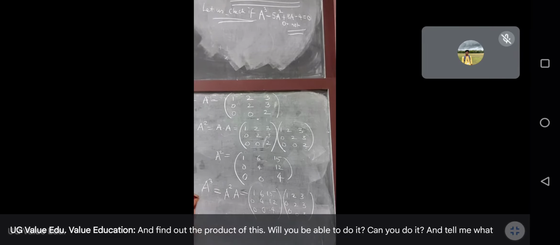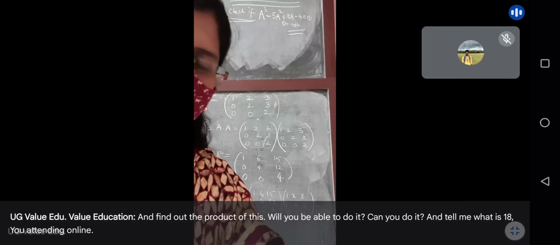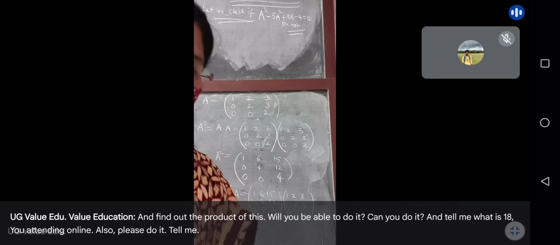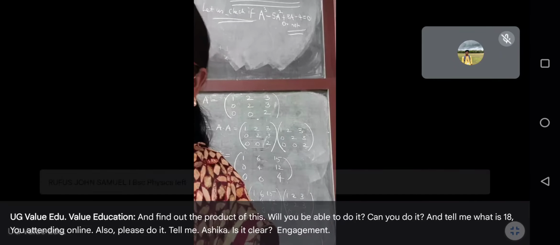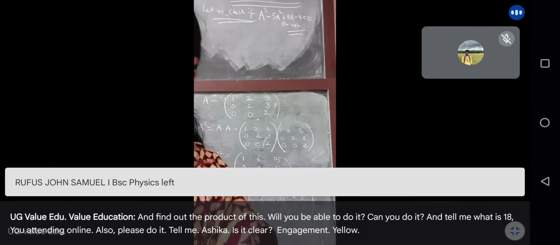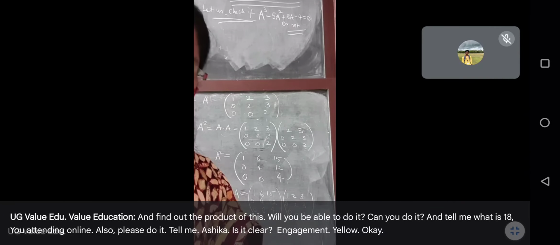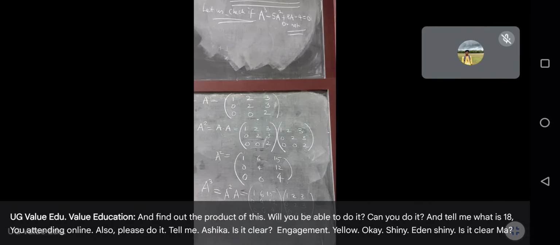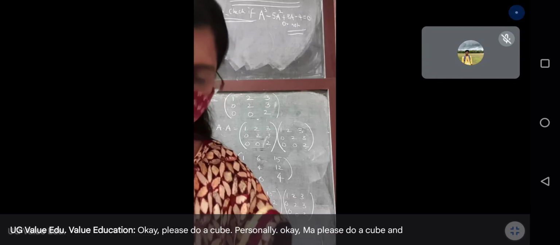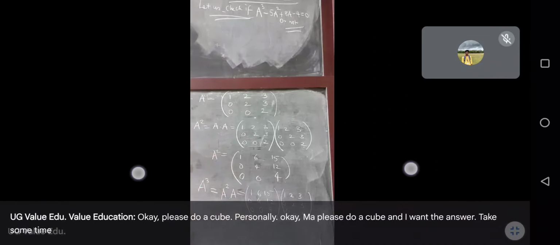Can you do it and tell me what is A cube? Both of you who are attending online, please do it also. Tell me, is it clear? Okay, Shiny, Eden, Shiny, is it clear? Okay, please do A cube, Vaishnavi. Please do A cube and I want the answer. Take some time and do it patiently.